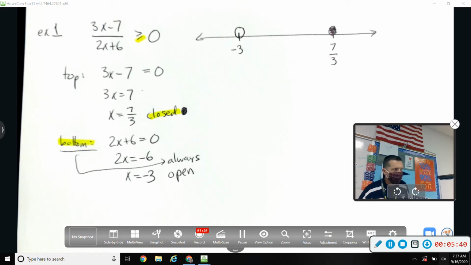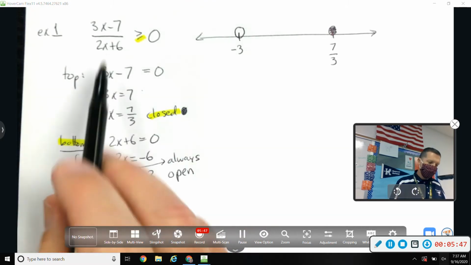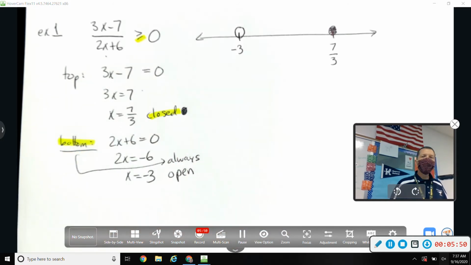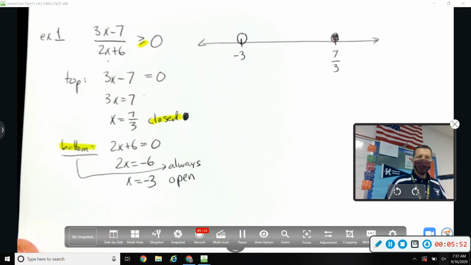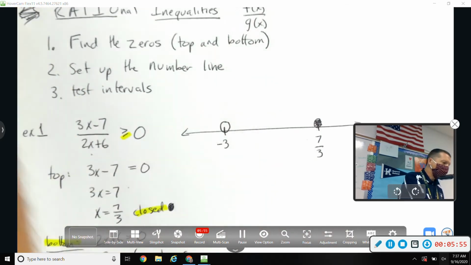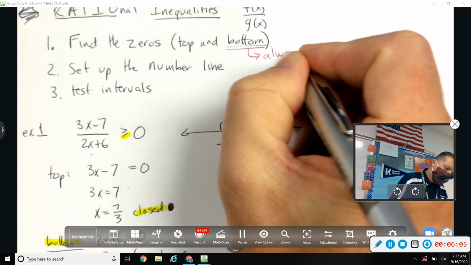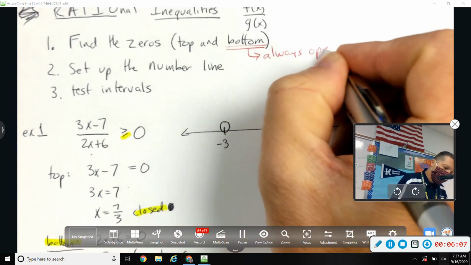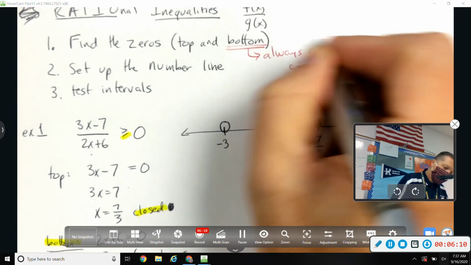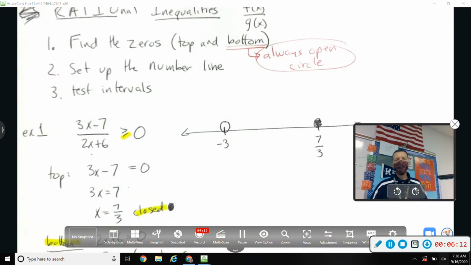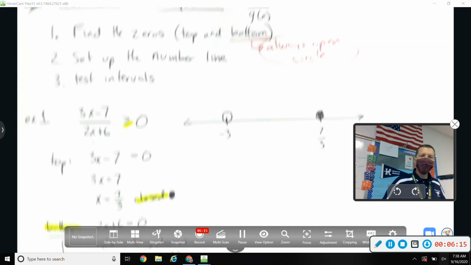So you're right to remember that the equal means closed and not equal means open, but that's only for the top. For the bottom, it doesn't matter what it is. You can't divide by 0, so you have to have an open circle in the denominator. In fact, some people like to put it way up here to remind themselves. My red pen to emphasize. Bottom always leads to an open circle. So remember your rule about open, close, and equals, but it doesn't apply to the denominator.